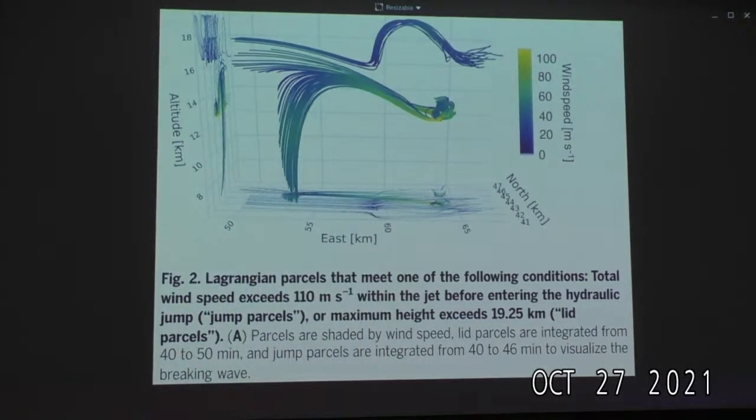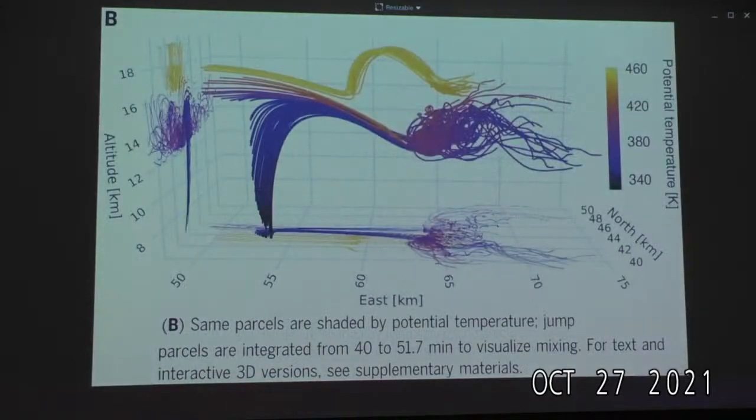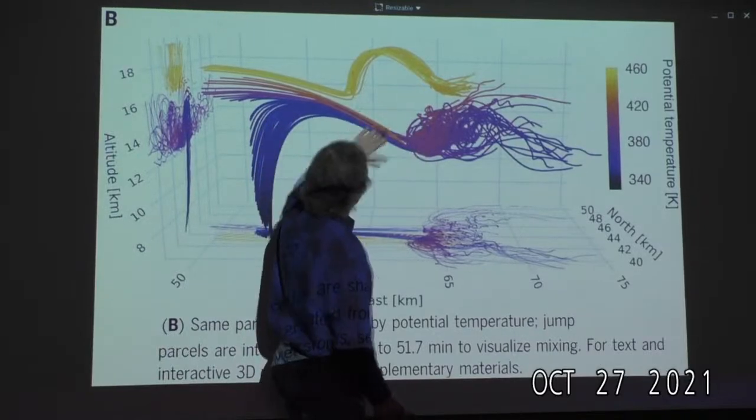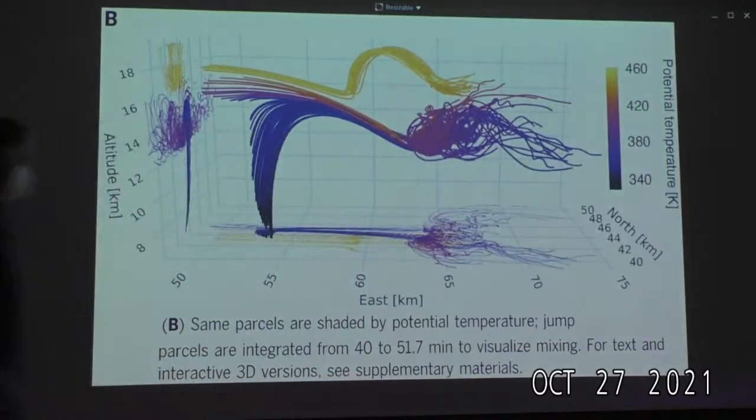And if you want to look at the mixing process in the Lagrangian perspective, these parcels are now shaded by potential temperature. I'm colorblind, but even I can tell you've got something that's between blue and red here, right? So you're seeing mixing in the potential temperature. It's a neat way to show that, I think.